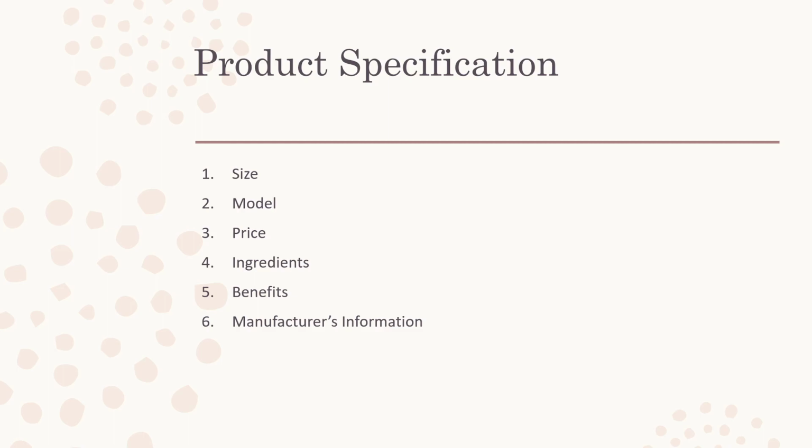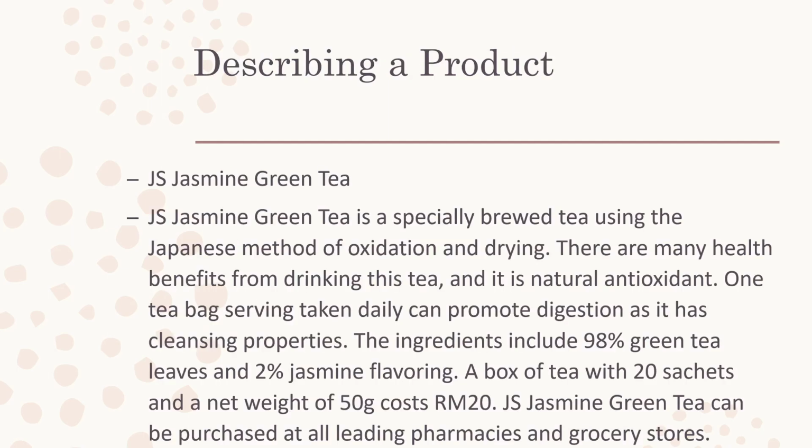And then the manufacturer's information. Where is the manufacturer from? When is it made? When is it produced? When is it delivered? When is it going to expire? So those are the information that you have to provide when you are making a product.